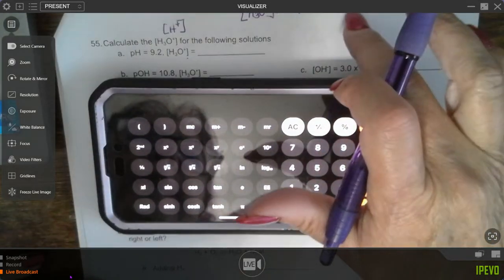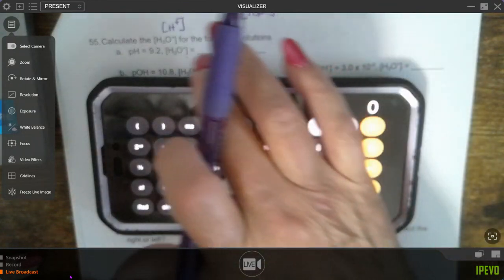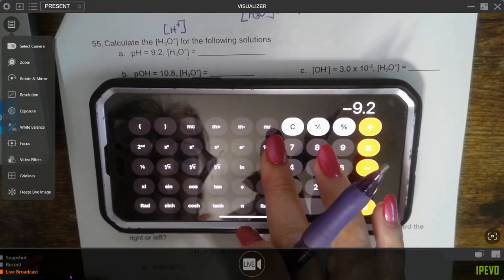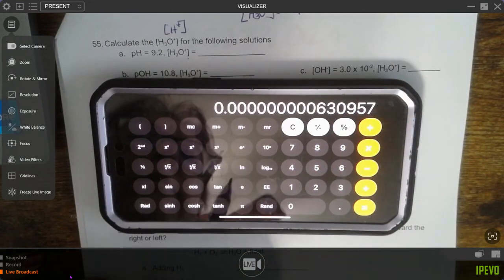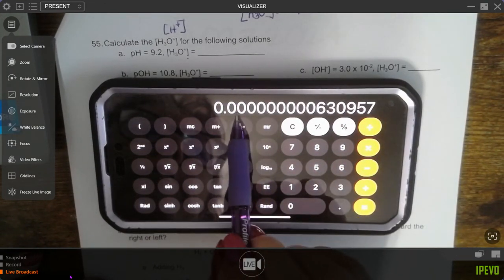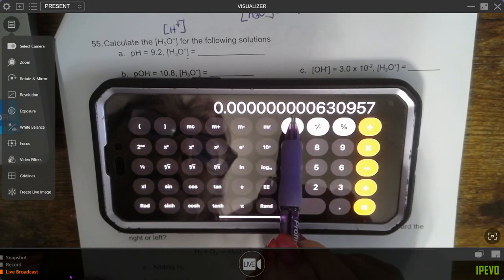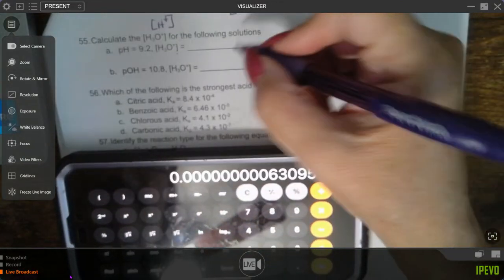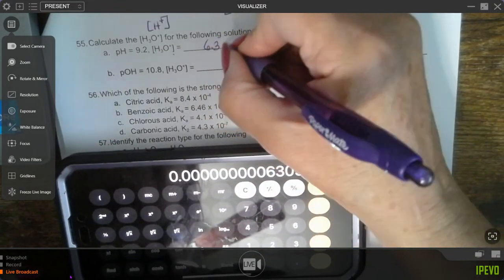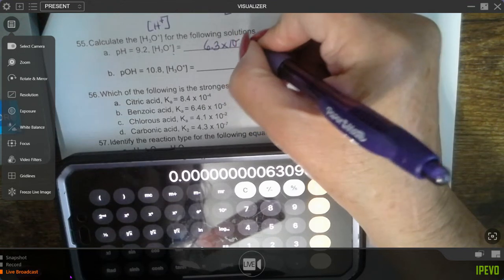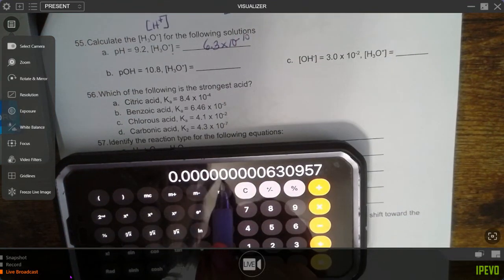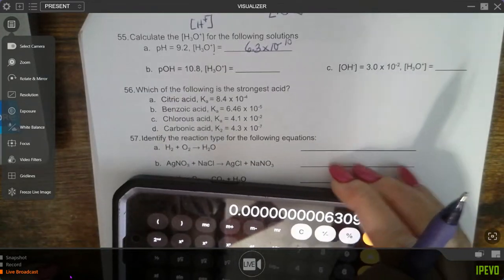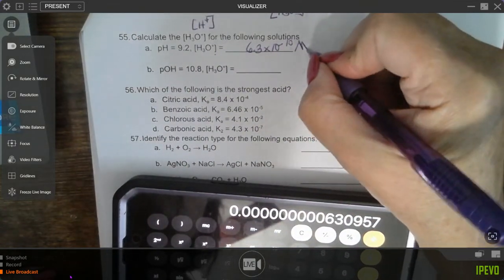I have to type in the pH first. So pH is 9.2, it's negative, and then I want 10 raised to that power. So that's going to be 6.3 times 10 to the negative 10th. Is that what I said? Yes, 6.3 times 10 to the negative 10th. And that is a molarity.